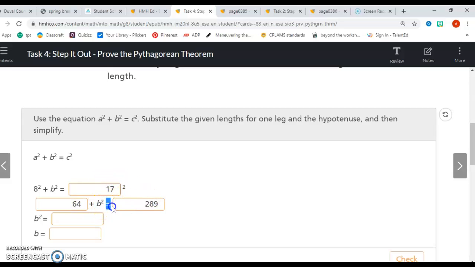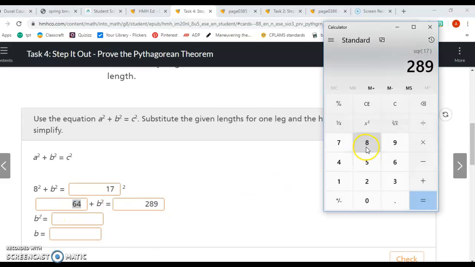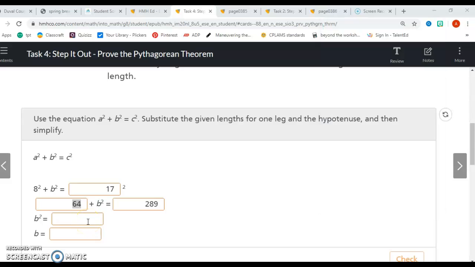So now I need to move my one side length of 64 to the other side of the equal sign, because I'm solving for the base. And in order for me to move 64 from the left side of the equal sign to the right side of the equal sign, I have to subtract. So I'm going to do c, 289, minus a, 64. So I've got 289 minus 64 equals 225.